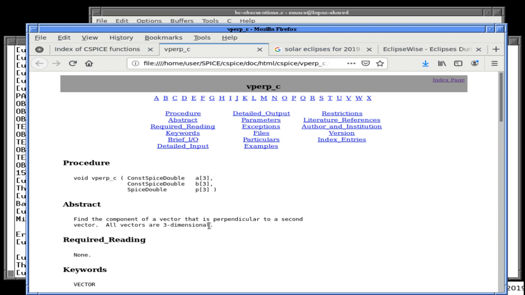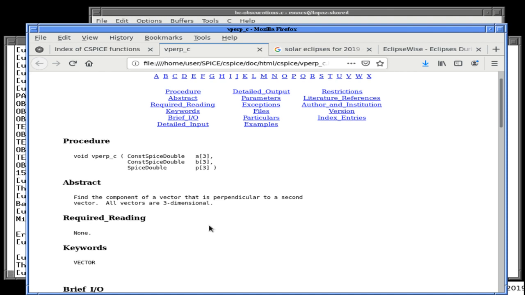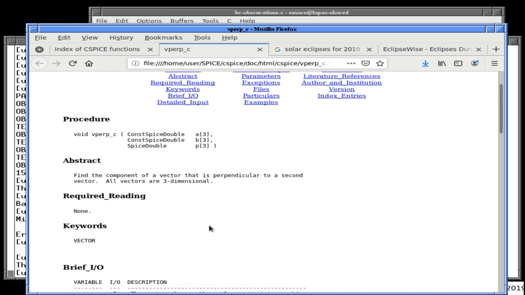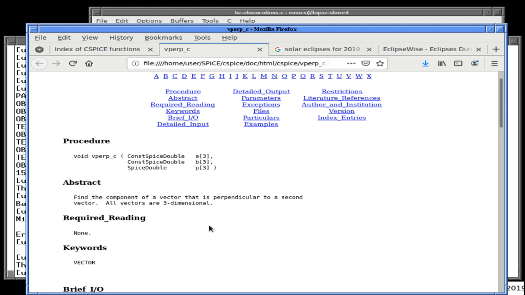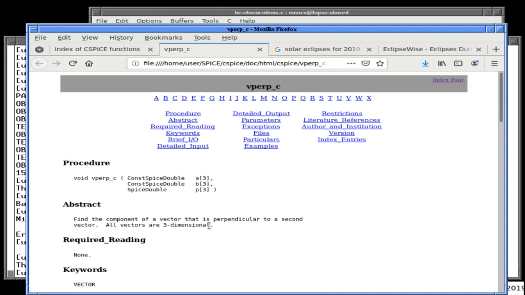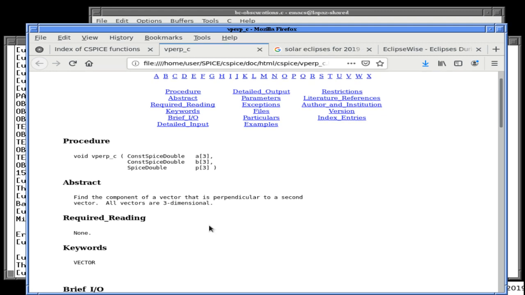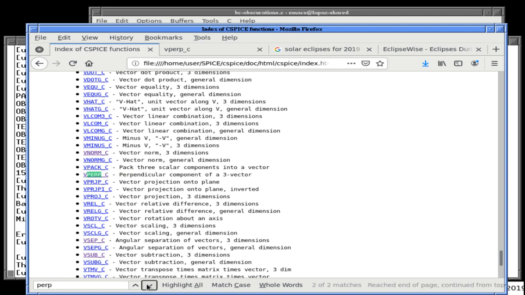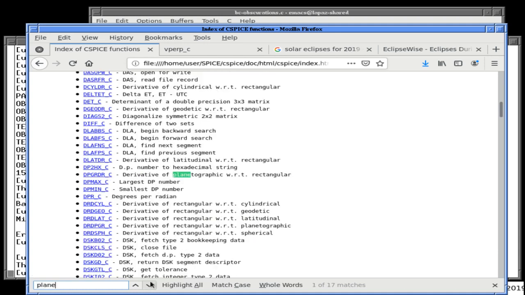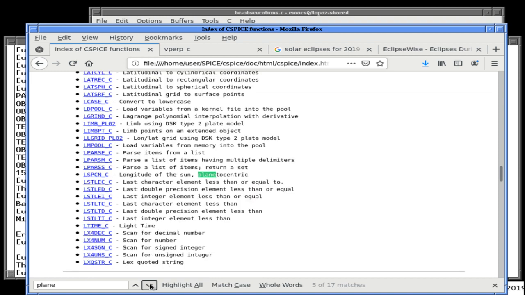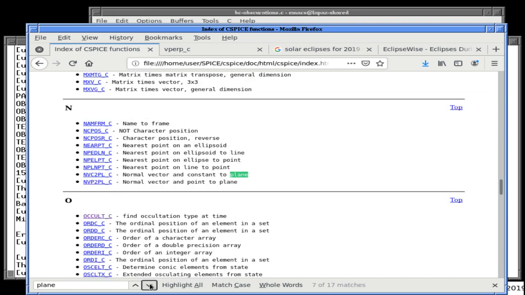This might be sort of a shortcut, but we can just choose an arbitrary vector and hope that it's not parallel to the vector we're looking at, and then just take its component. That would be really easy. I'm like 99% convinced that there's no easy way to do that without accidentally choosing the vector that happens to be parallel, in which case it has no perpendicular component. So that's an interesting function, though. That's the only thing that says perpendicular. But what we're actually going to use is one of the plane functions here. The plane functions are intersection of an ellipsoid and longitude of the sun, normal vector, and constant to plane.